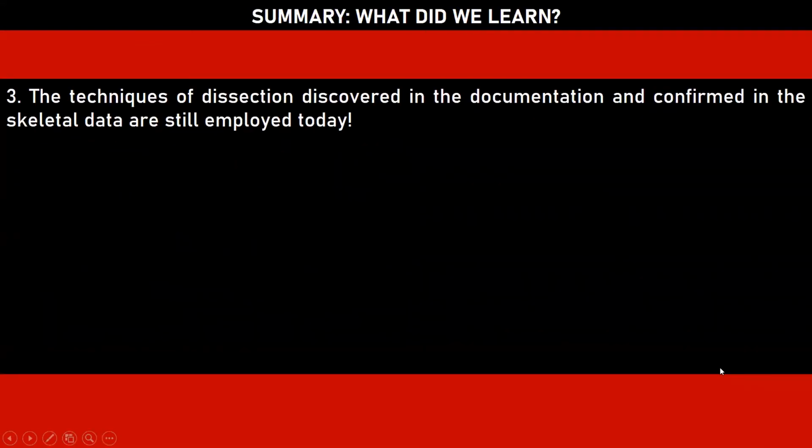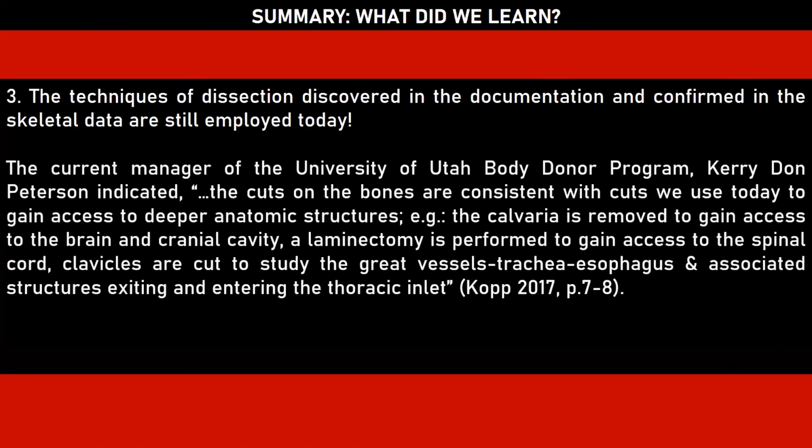And finally, something I haven't touched on yet, we learned that the techniques of dissection discovered in the documentation as well as the skeletal data are still employed today. The current manager of the University of Utah Body Donor Program told us the cuts on the bones are consistent with cuts we use today to gain access to deeper anatomical structures. The calvaria is removed to gain access to the brain and cranial cavity. A laminectomy is performed to gain access to the spinal cord. Clavicles are cut to study the greater vessels, trachea, esophagus, and associated structures exiting and entering the thoracic inlet.